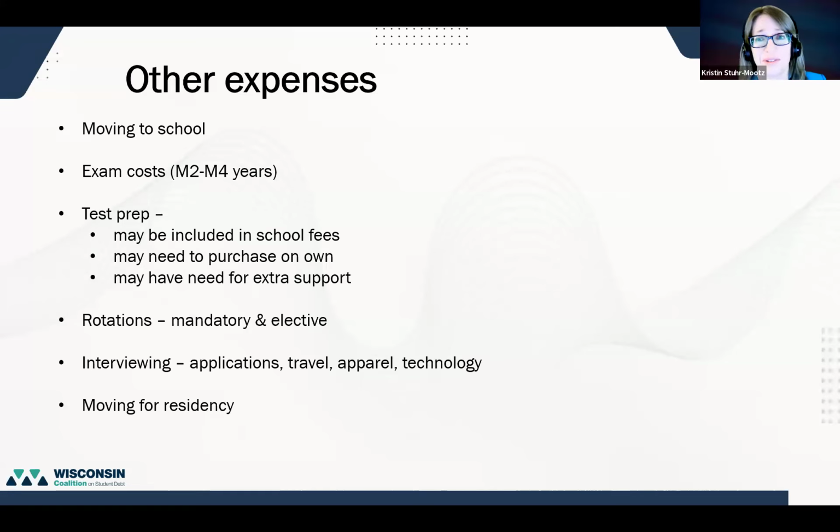And then finally, once you do graduate and attain that residency, you'll likely need to move again. So these are just a few examples of costs that you want to be prepared for as you attend medical school.